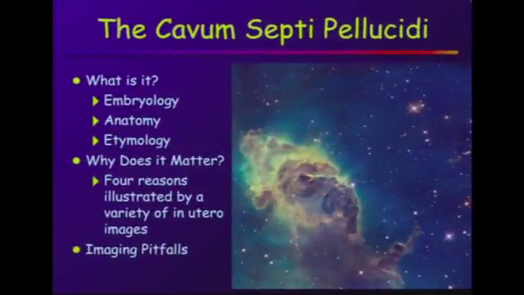And we'll divide the talk up into several sections. We'll talk about what it is first: embryology, anatomy, and etymology. And then most importantly, we'll talk about why it matters and give 4 reasons why we need to care about it. And then we'll finish up with some imaging pitfalls.